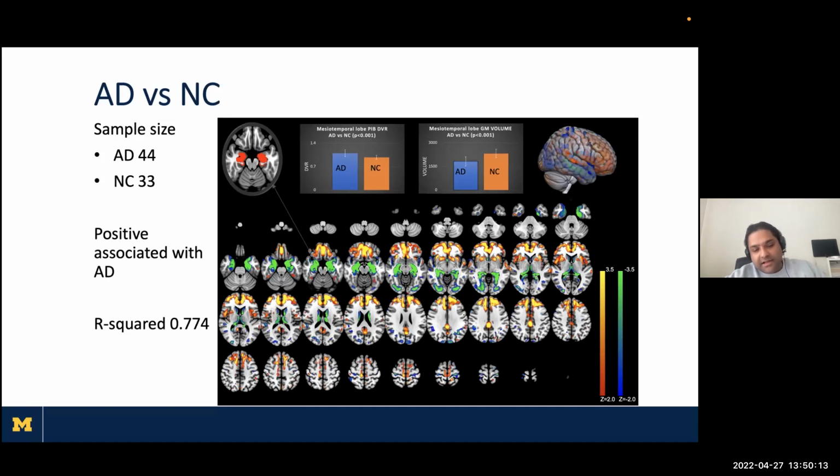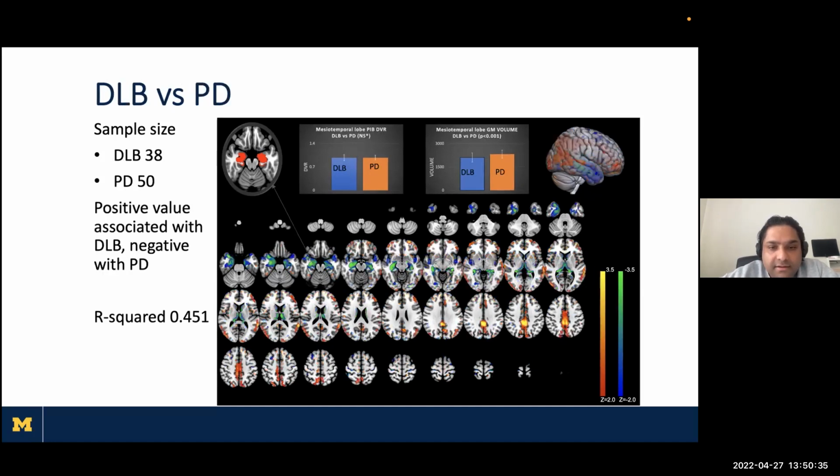Similarly, this is the one for AD versus normal control. We see a similar pattern in all three groups: bilateral insular, frontal lobe, anterior, mid and posterior cingulum, and supplementary motor areas. And in all of these cases, the R square is pretty high.